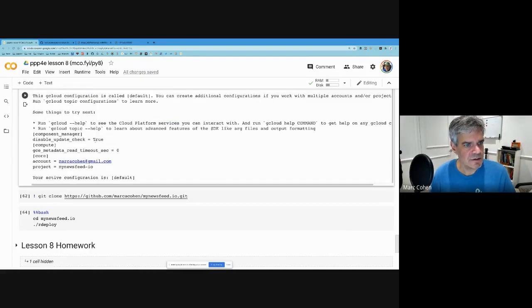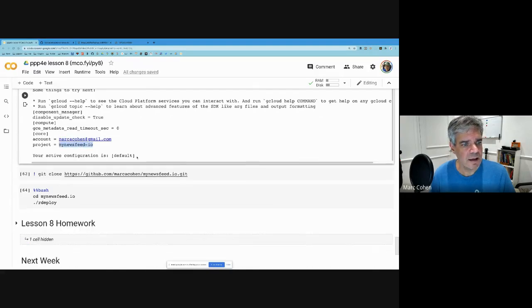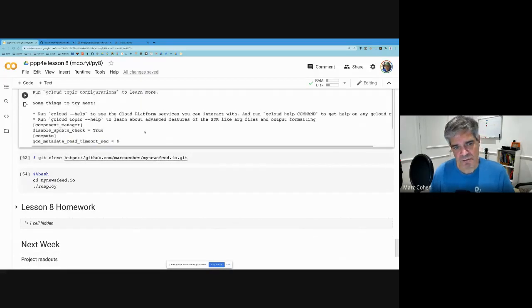Now it says you're all set. So I'm using my Gmail account, and my project is set to that in Google Cloud. I'm now ready to use a service in Google Cloud called Cloud Run, which lets me deploy websites. And so first I need the source code. I know I have it in cells in this notebook, but I need it in a place where I can easily push it up to the cloud.